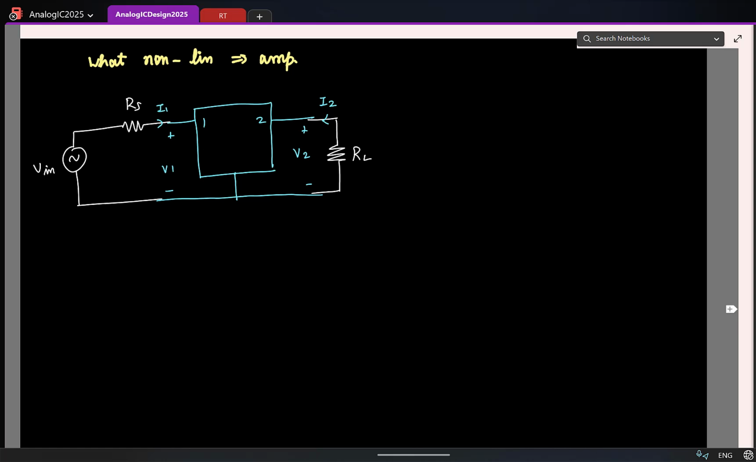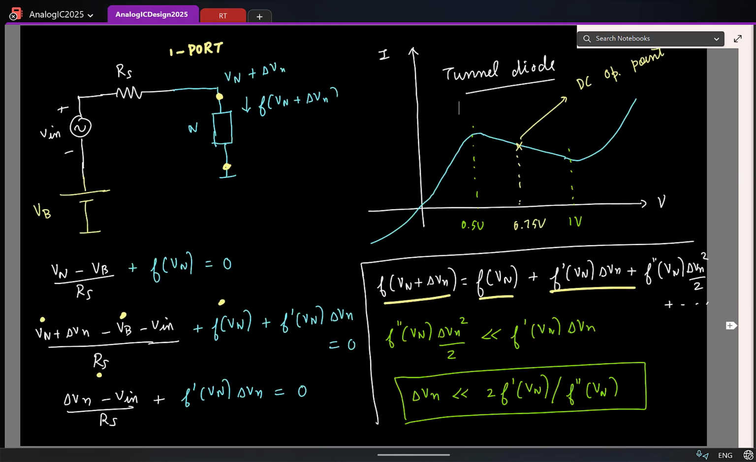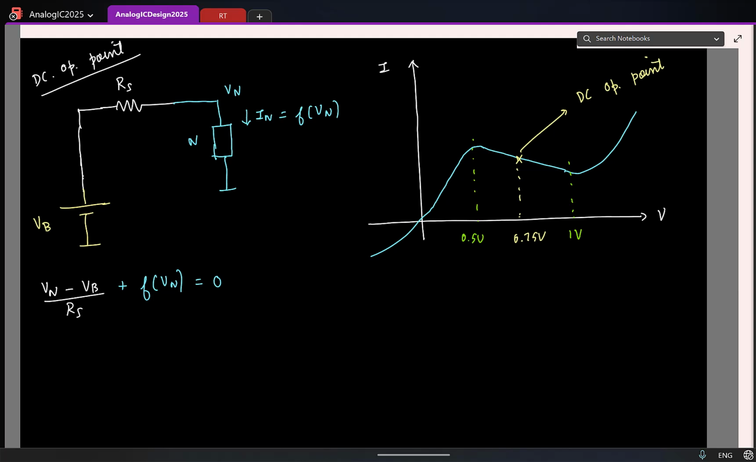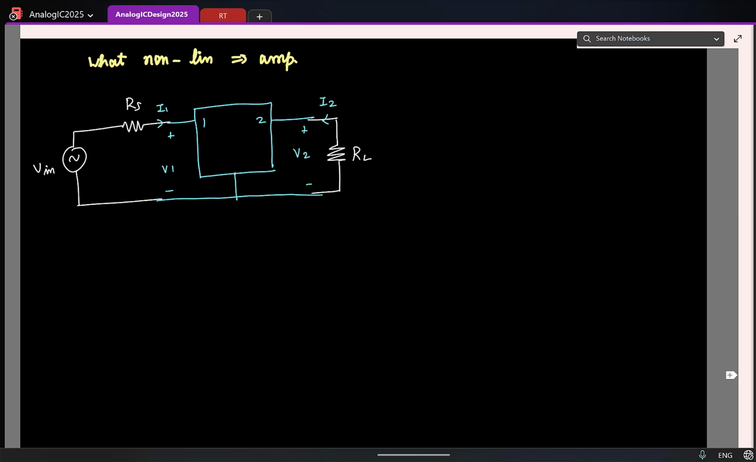Now for a 1-port network, it was simple. I had only one voltage and one current. I just had to specify the relation between that current and that voltage. Whereas for a 2-port network, how many currents do I have? I have 2 currents. So how many equations should I have? 2 equations for 2 currents. And each of the currents can depend on both voltages. This is just a general point I'm making.